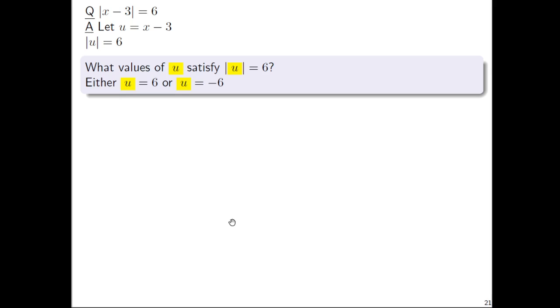It's either u is equal to 6 or u equals negative 6. So that's what we report. Our answer to absolute value of u equals 6 is below the box. It's u equals 6 or u equals negative 6.